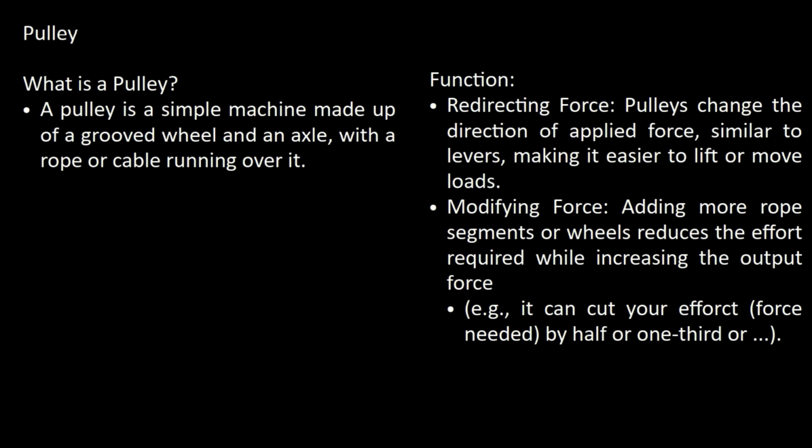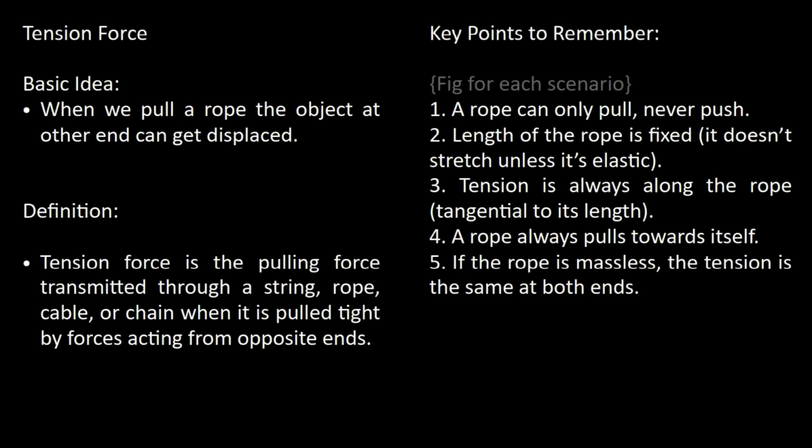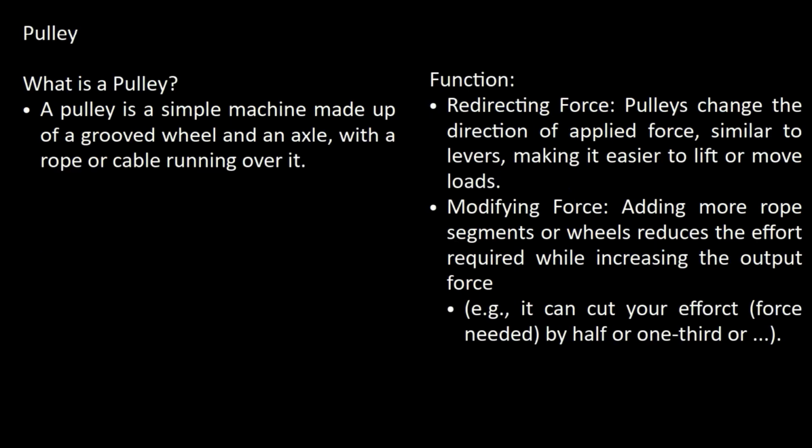So we are in the connecting bodies topic. Under that, we get to see a simple thing, that is a rope. Now you can connect two things using a rope, yes, and a pulley can play a role. So what is a pulley? It's a simple machine made up of a grooved wheel and an axle with a rope or a cable running over it. Right? I mean, you guys would have seen pulleys.